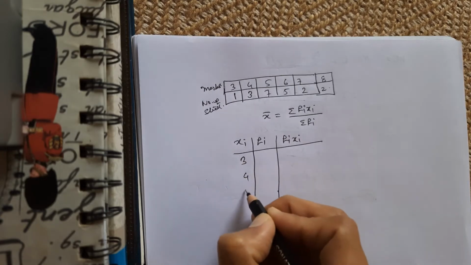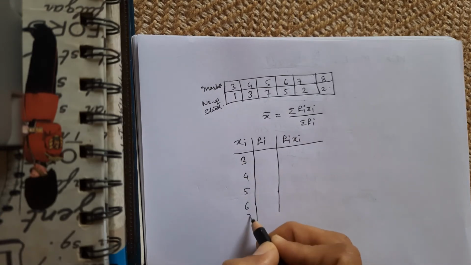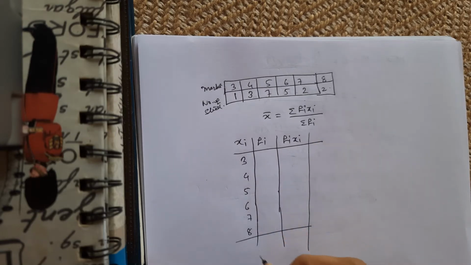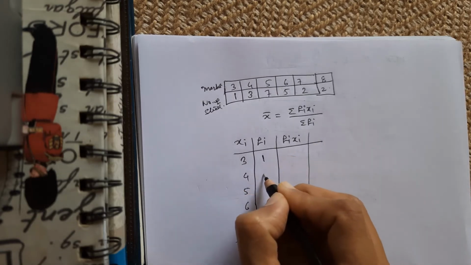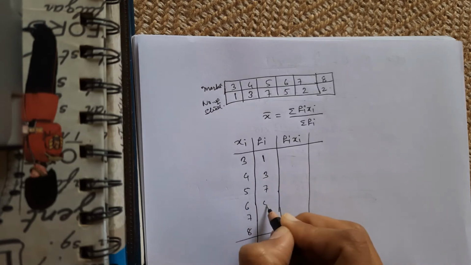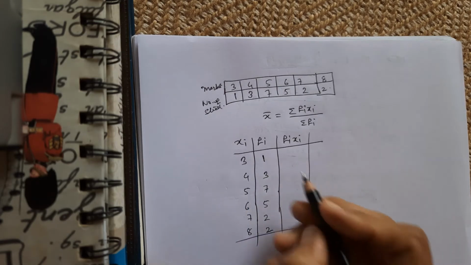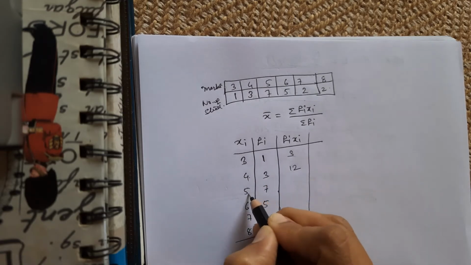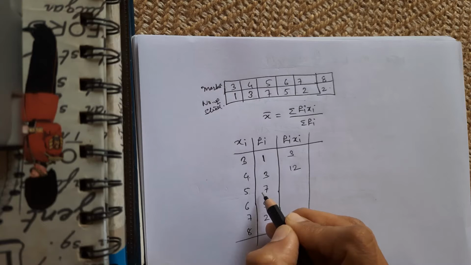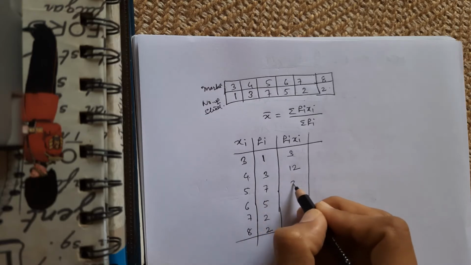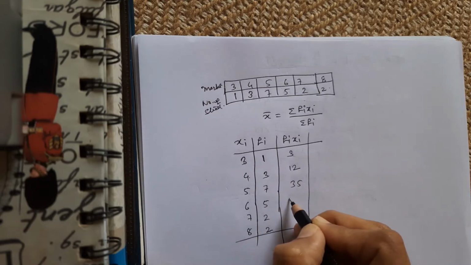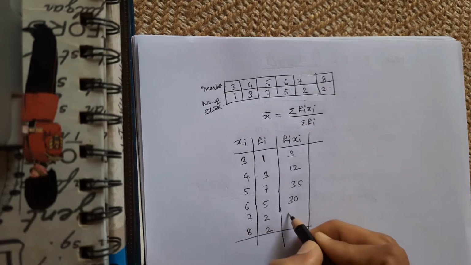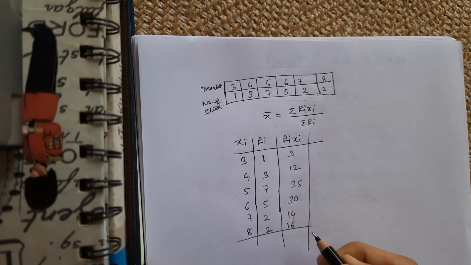3, 4, 5, 6, 7, 8. Okay. And the number is 1, 3, 7, 5, 2, 2. Multiply: 3 into 1, 3; 4 into 3, 12; 5 into 7, 35; 6 into 5, 30; 7 into 2, 14; 8 into 2, 16.